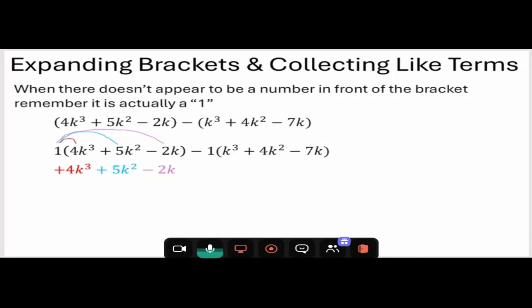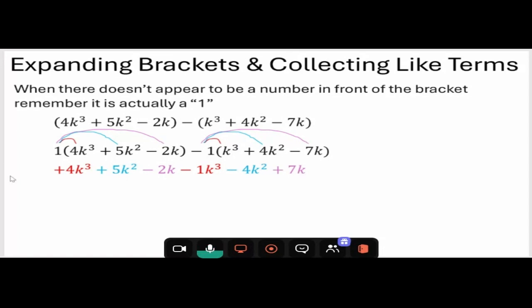And this second one, we're going to take that negative 1 and run it through the second bracket. And multiplying by negative 1 is pretty easy as well. All it does is flip the sign. So positive k cubed becomes negative k cubed, and I left the 1 in there just to help remind us. Negative 1 times 4k squared is negative 4k squared, and negative 1 times negative 7k is positive 7k.